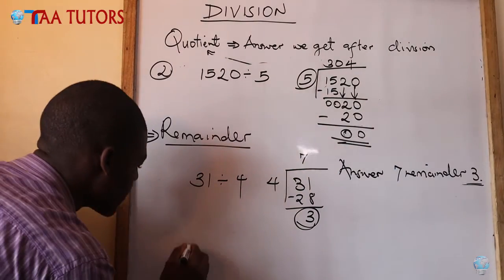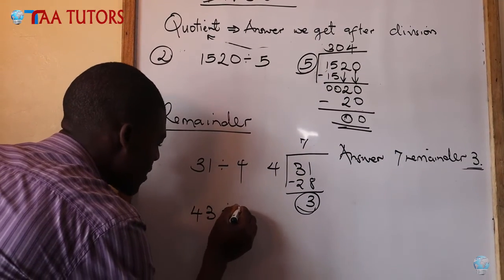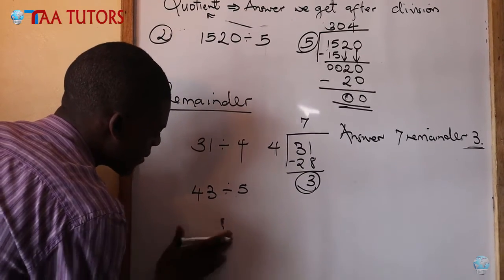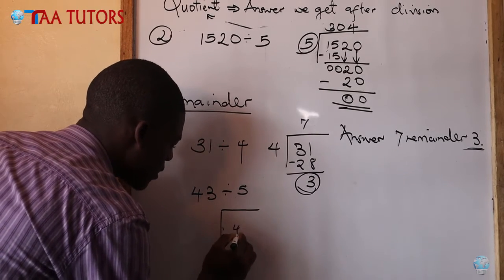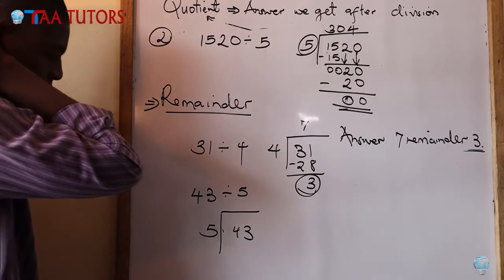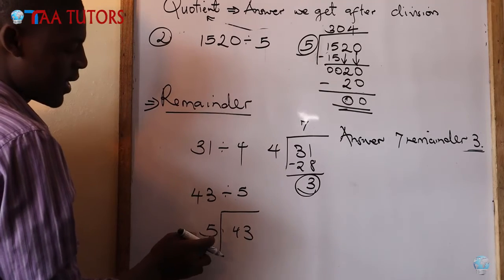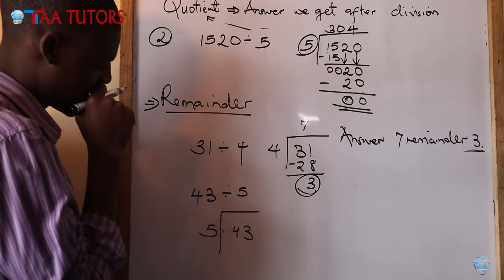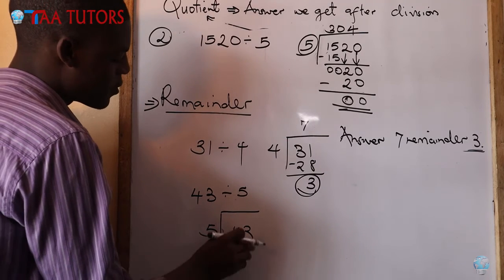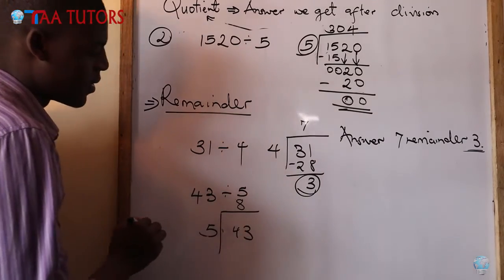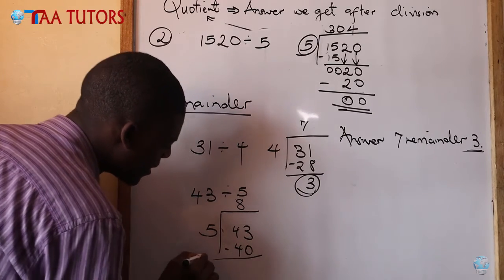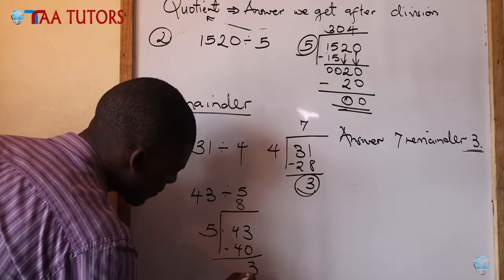Another example, we have 43 divided by 5. We will have 43. 5 cannot divide 4. 4 is less than 5. So we will combine them to have 43. Now 5 goes into 43 8 times. You can tell me what 8 times 5 is. When we subtract here, we are getting 3.